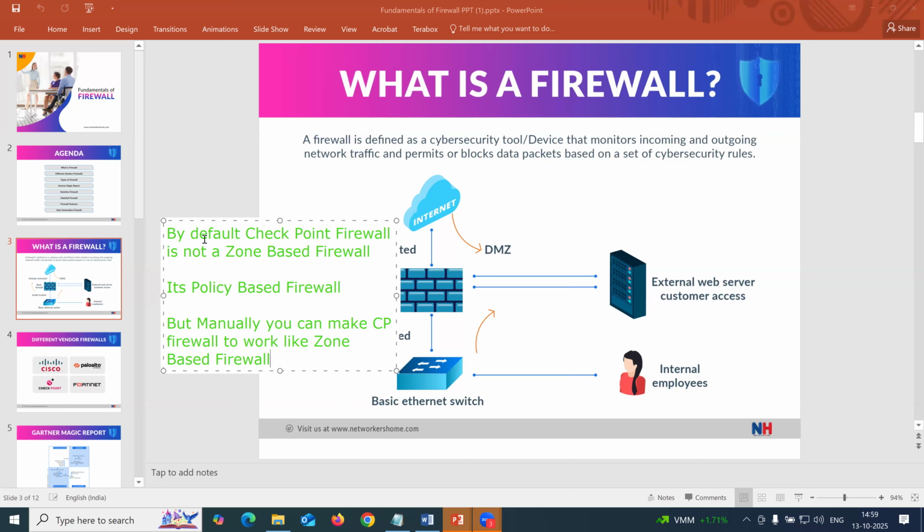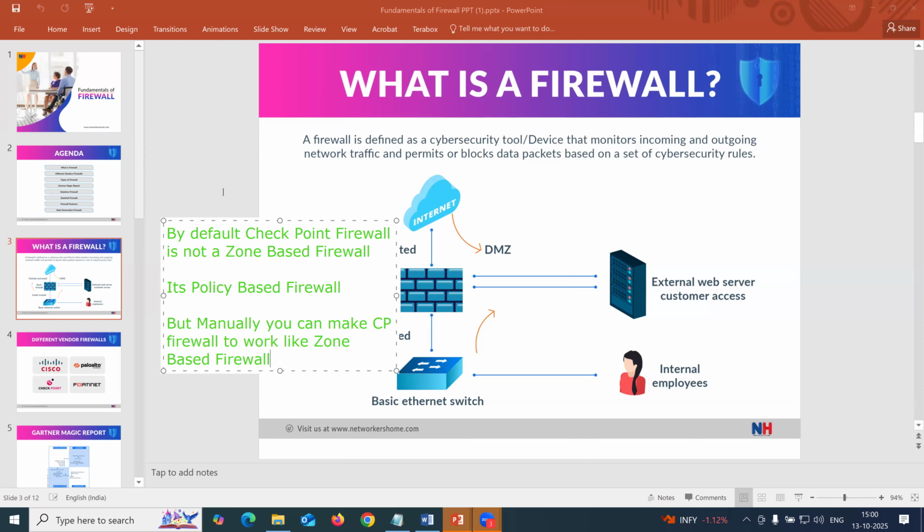So policy, whatever criteria your firewall allows you to configure, right? That can be given in a Checkpoint firewall. It can give you options like source IP, source port, destination IP, destination port. It can give you application services, multiple other criteria based on which you can create a policy, create a rule. But it has no zone-based concept by default. It has by default a concept of policy-based.